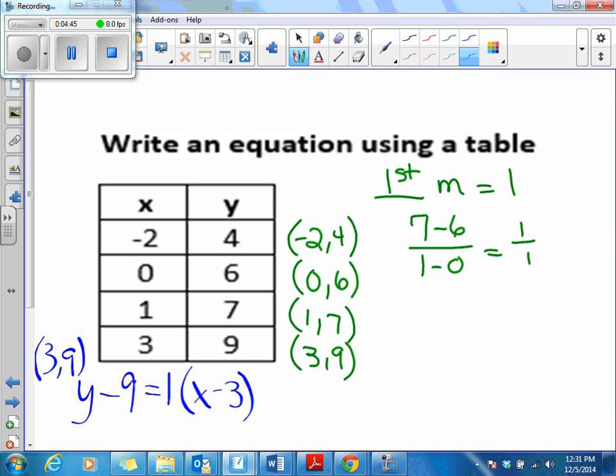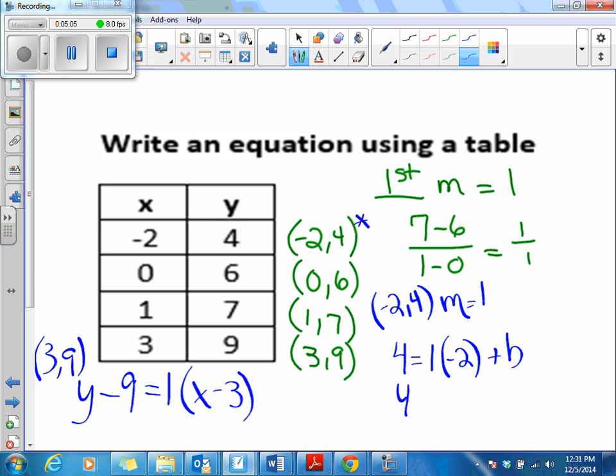So let's see. If I know that I have a slope of 1, I can pick any ordered pair and solve for b. So that's what I'm going to do. I'm going to use this ordered pair and my slope of 1. I'm going to write 4 equals 1 times the quantity negative 2 plus b. So I'm going to try to solve for b. 4 equals -2 plus b. And when I add 2 to both sides, I find out that 6 equals b.